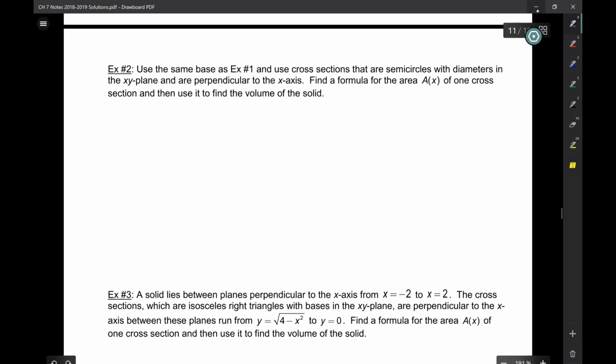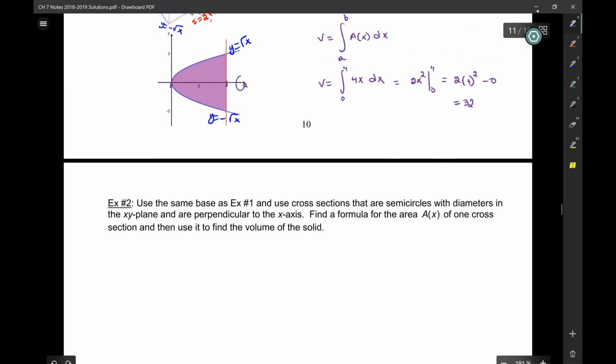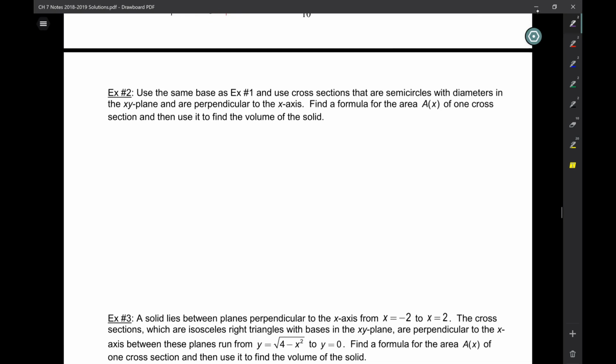Let's do the same one actually, but this time we're going to draw cross sections that are semicircles. So let's draw what we have there. What we have there was root x and negative root x, and we went from 0 to 4. Cross sections that are semicircles with diameters in the xy plane. Can everybody imagine what that looks like? A diameter in the xy plane.